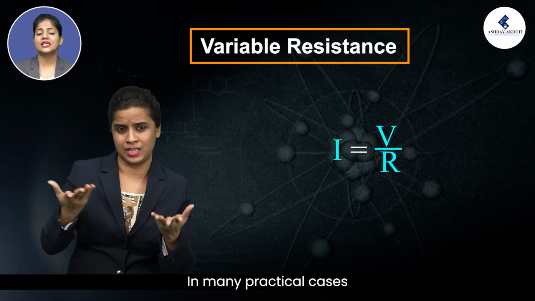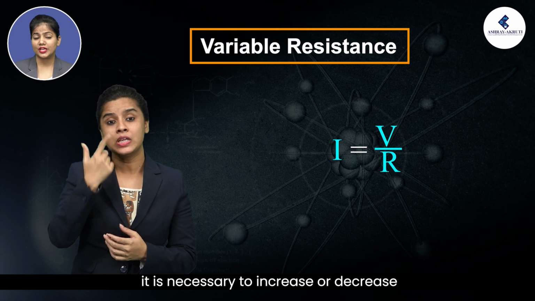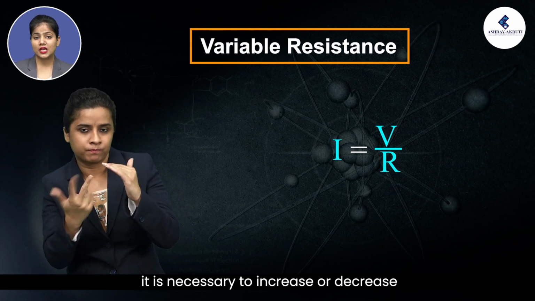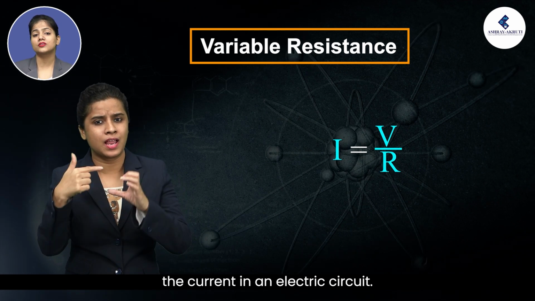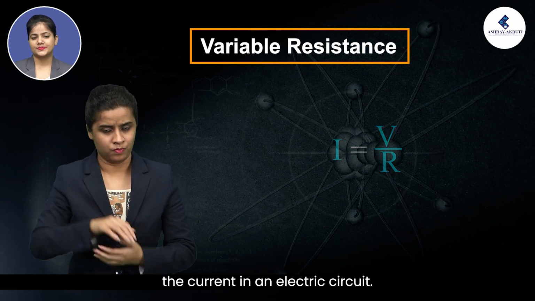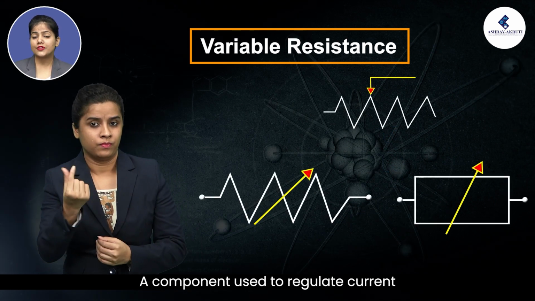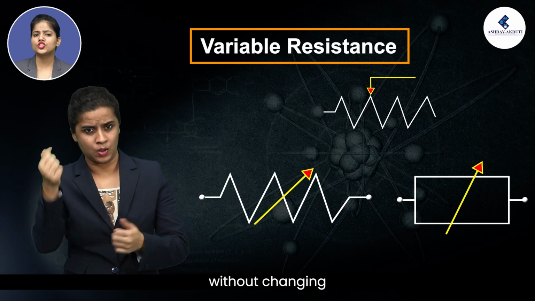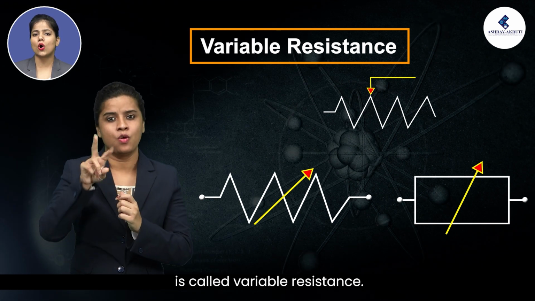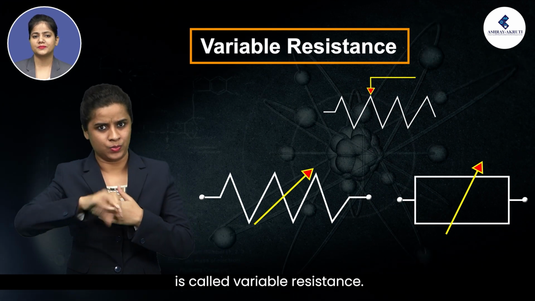In many practical cases, it is necessary to increase or decrease the current in an electric circuit. A component used to regulate current without changing the voltage source is called variable resistance.